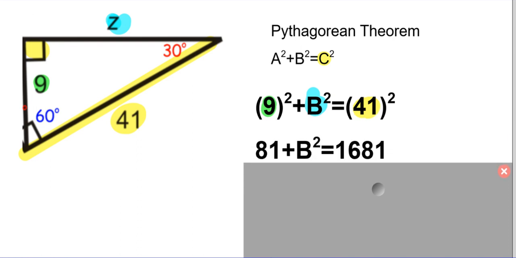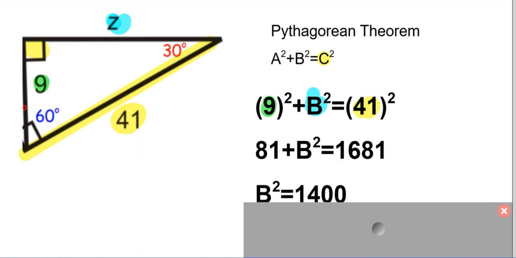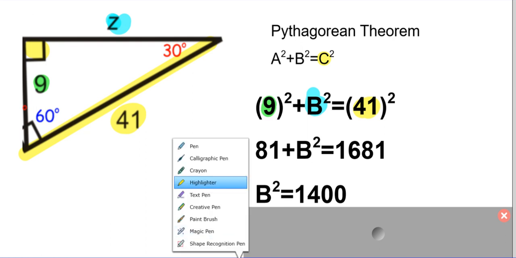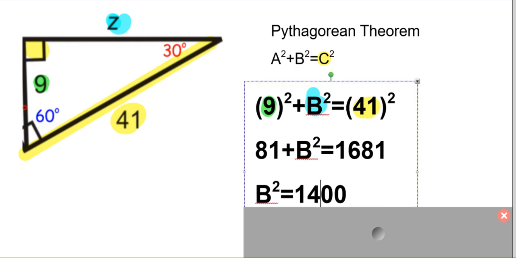So subtract 81 gives you 1600, not 1400. That is a classic typo. Oops, 1600. All right. And then if you square root both sides, to get rid of that square, we're going to have to apply a square root. There it is. Apply a square root.